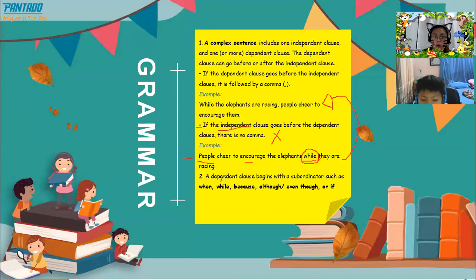Now we call those subordinators. And while is not alone, we can also use when, because, although, even though, or if to connect a dependent clause and independent clause. Okay? How do you understand that one? It's pretty easy, right? All right, very nice.